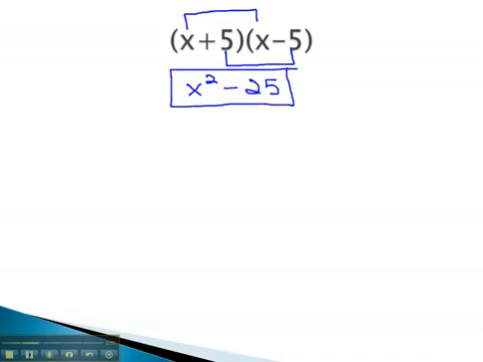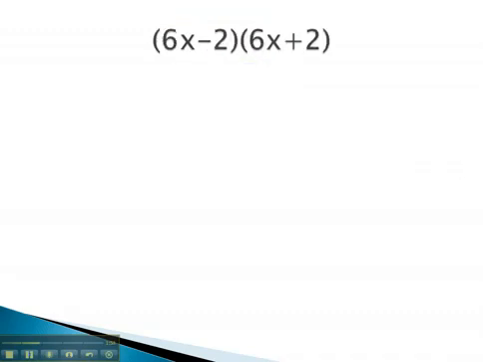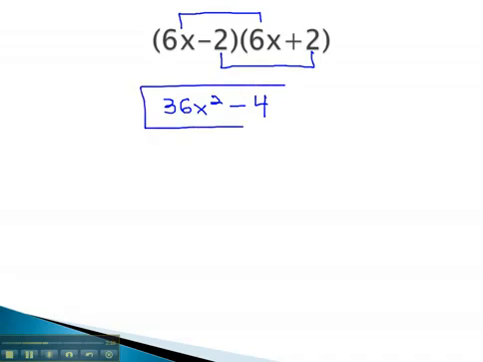Let's try another example that may be slightly more involved. Again, in this problem, we notice the two factors are identical, except one is a sum and one is a difference. This allows us to use the sum and difference shortcut, multiplying the first by the first. 6x times 6x is 36x squared, and the last times the last. 2 times negative 2 is negative 4. And that becomes our product.